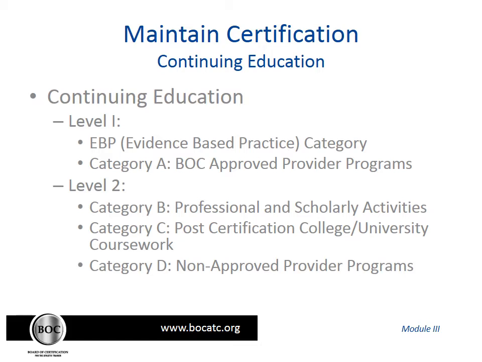Category C CEUs are earned by successful completion of college-university courses. Category D CEUs are earned through attendance at a professional program that is sponsored by groups other than BOC-approved providers. These programs must be intended for the healthcare provider, and athletic trainers must be a target audience. All continuing education activities must fall within the domains of athletic training.